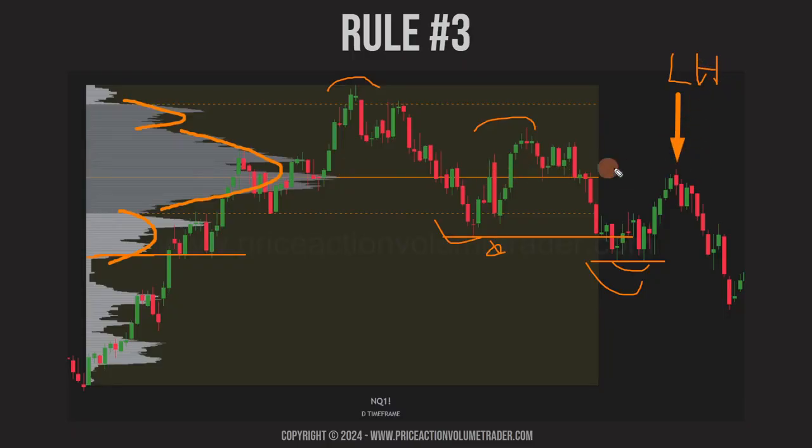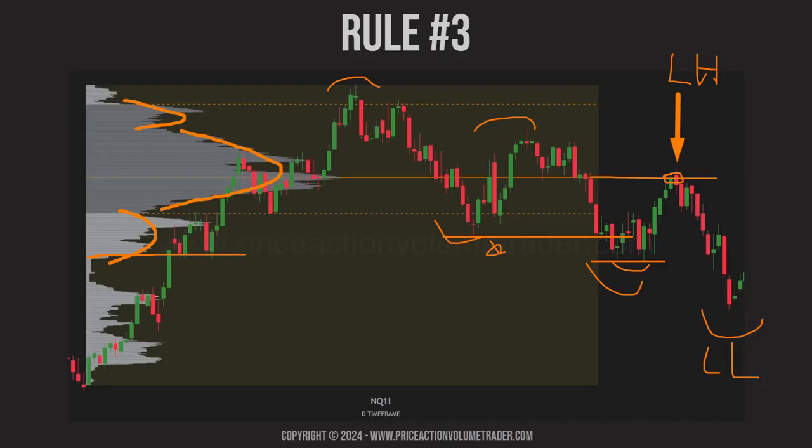And you can see the point of control from this entire move up here that we had was exactly where price pulled up. We made our lower high right at the point of control, and then we push down more and we make another lower low.